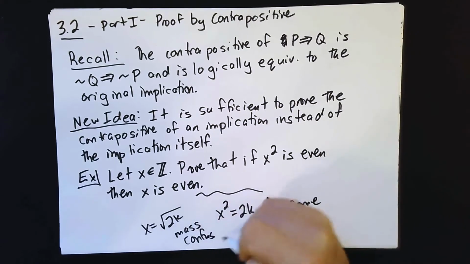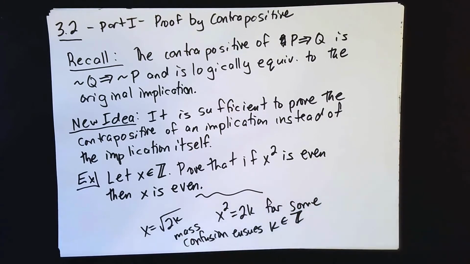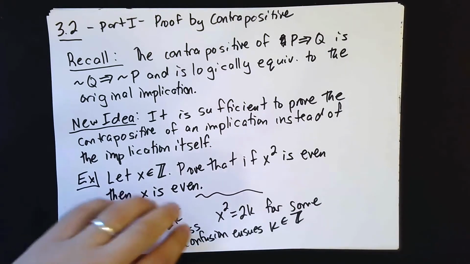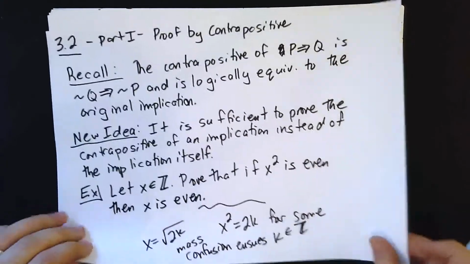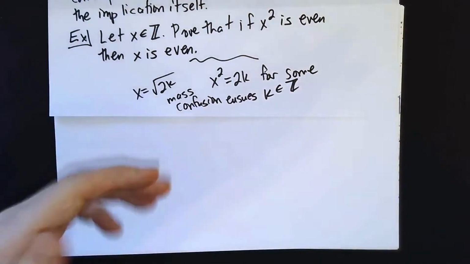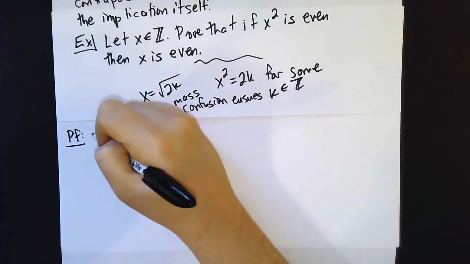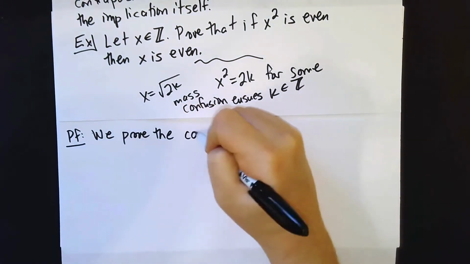So if you try and prove this directly, that is, if you suppose x squared is even, and then try and somehow get to x is even, it's going to go pretty badly. But, as you would probably guess from the title of the section and my introduction, it goes much better if we prove the contrapositive instead. Every time you're going to prove the contrapositive, instead of the original implication, you need to make the first sentence of your proof something to tell the reader that. I will usually go with the old standby, we prove the contrapositive.